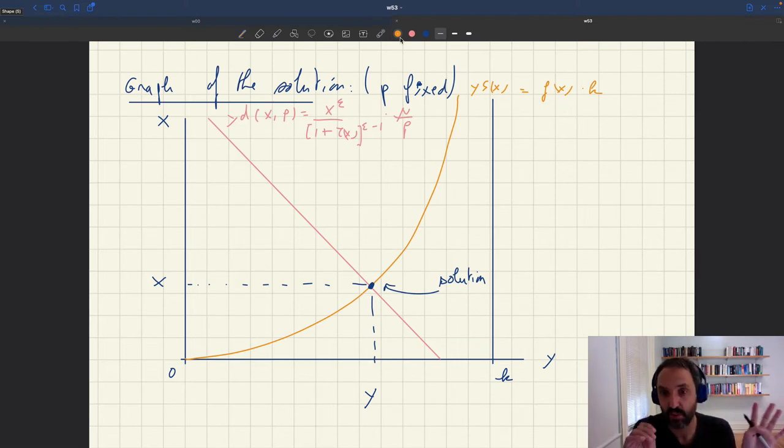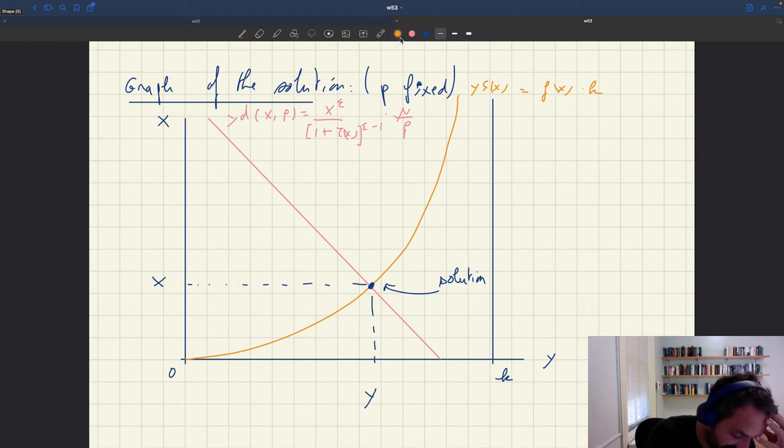But in any case, that's not what's happening. What's happening is that for all the elements of the model to be satisfied, tightness has to be at the intersection of aggregate demand and aggregate supply. And so what does this aggregate supply here do?